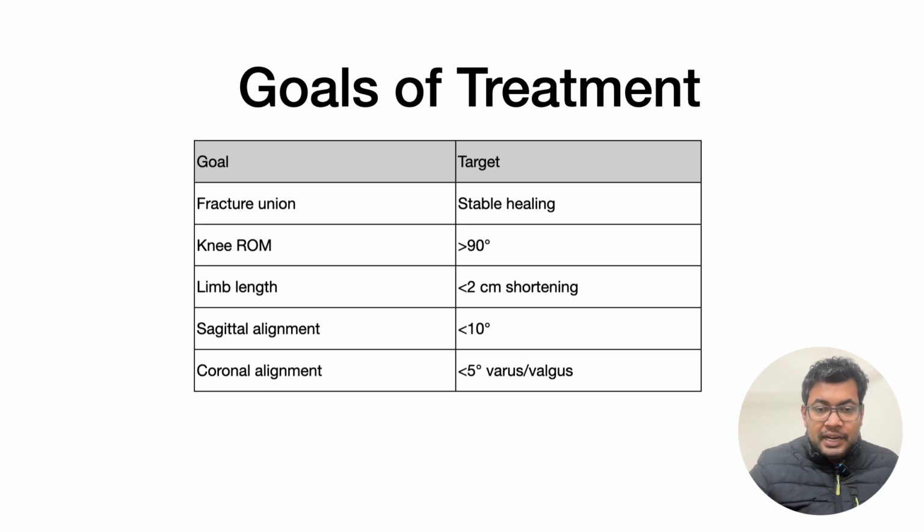So what are the goals of treatment in periprosthetic fracture? Number one, we want to achieve fracture union. Then we want to have a good range of motion. We want to maintain the limb length and alignment of the knee both in the coronal and sagittal plane. The sagittal alignment should be within 10 degrees and coronal alignment should be within 5 degrees of valgus varus. Keeping this goal in mind, we will plan the revision or the treatment for the periprosthetic fractures.